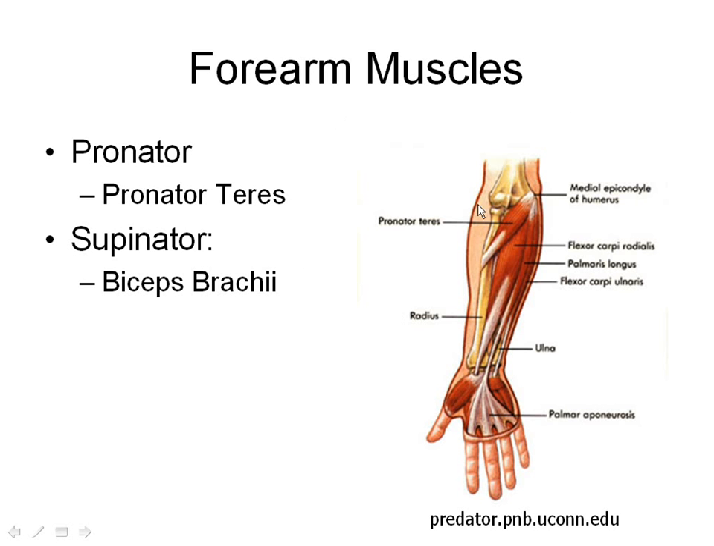Pronator teres is a good landmark muscle in the forearm because while most of the muscles run from the elbow to the wrist, pronator teres runs diagonally across. So as you're learning the muscles of the forearm, pronator teres can be a good landmark, and it helps you, again, to turn your palms to the posterior.